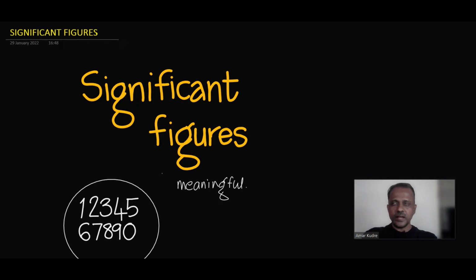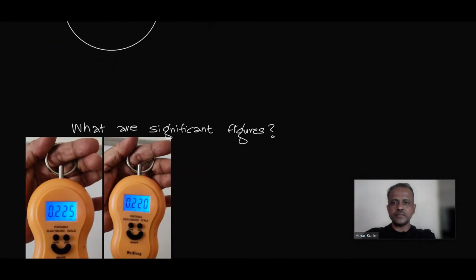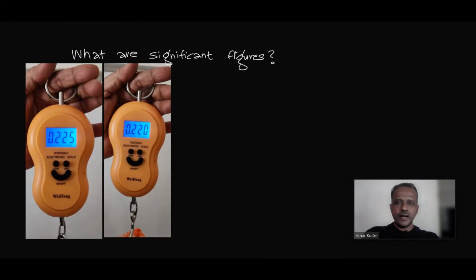Okay, now let me give you a practical example of this. See, what I did was, I had two oranges and I weighed those oranges with the help of a kitchen weighing scale. Now, when I weighed it differently, as you can see over here, I got two different readings. For one I got the mass of the oranges as 225 grams, and for the other I got the mass of the oranges as 220 grams.